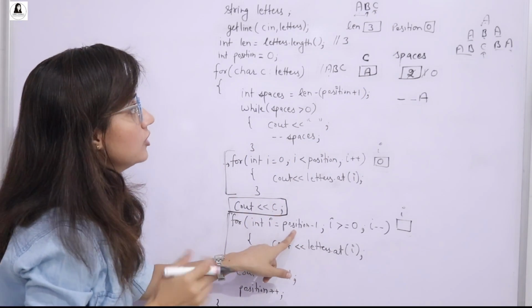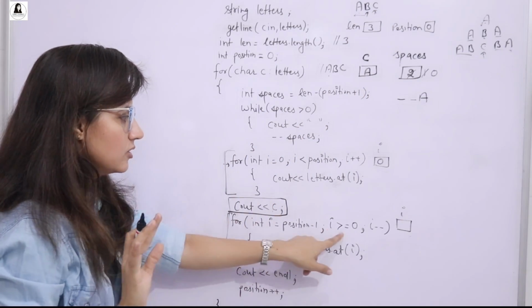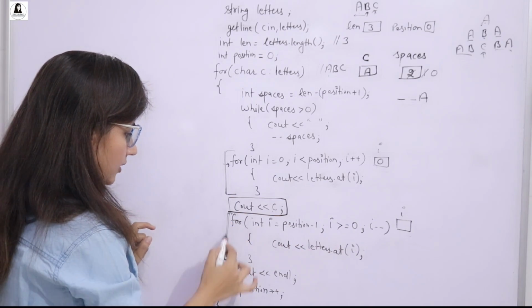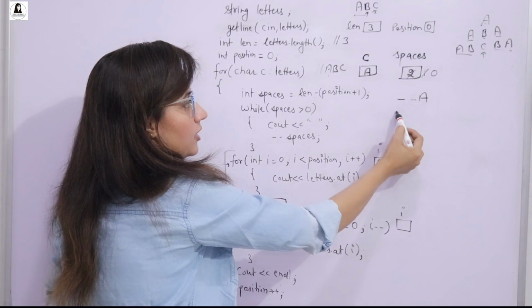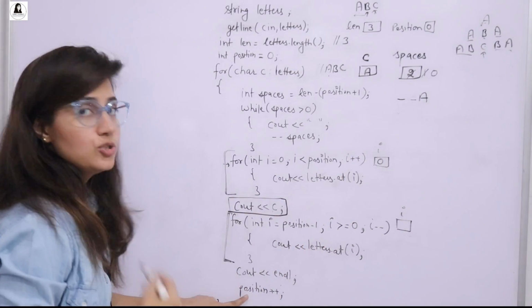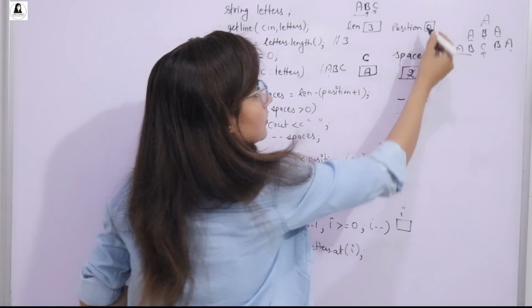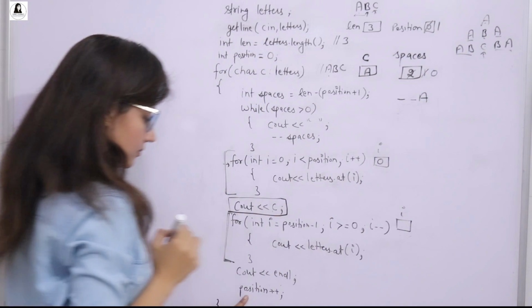But at first position is 0. 0 minus 1 is minus 1. Is this condition true? No. So nothing would be printed from this loop. Now see, out endl. So after A, endl means we are in a new line here. And now position plus plus. So position becomes 1 here.